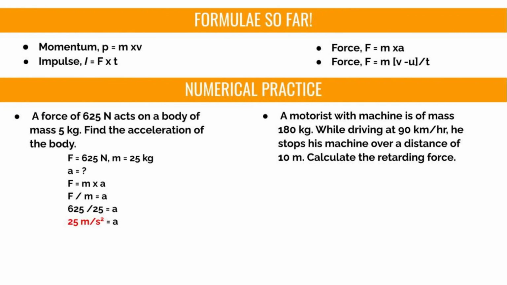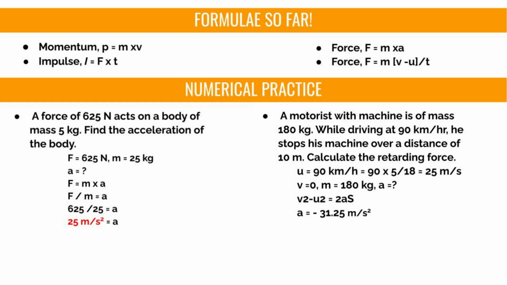Let's do another numerical. A motorist with a machine of mass 180 kilograms, while driving at 90 kilometers per hour, stops his machine over a distance of 10 m. Calculate the retarding force. First we will convert the speed from kilometer per hour into meter per second. Initial velocity u equals 90 kilometer per hour, which is converted into meter per second by multiplying by 5 over 18, giving 25 meter per second. Final velocity v equals 0. Mass m equals 180 kilograms. Distance s equals 10 meter. a is to be found.